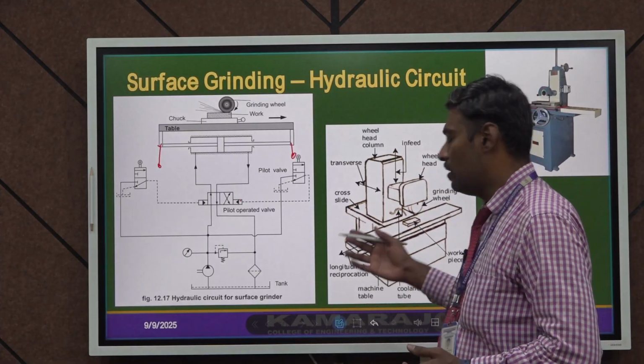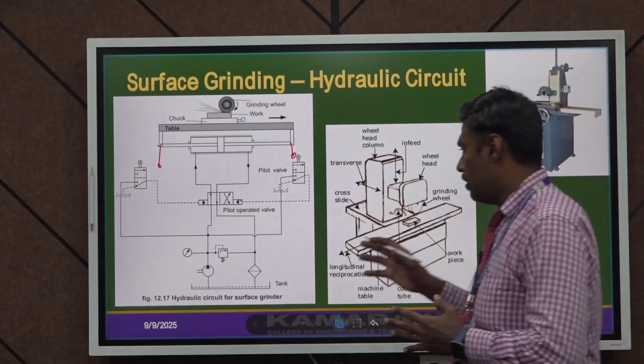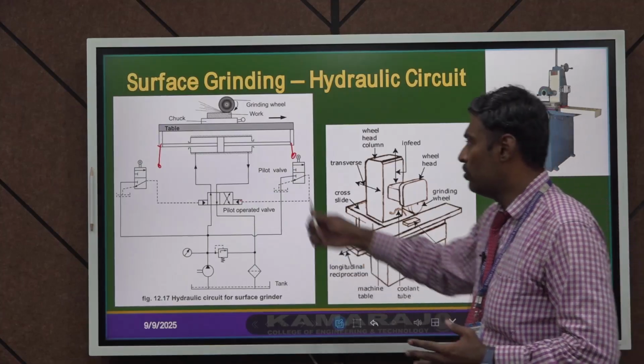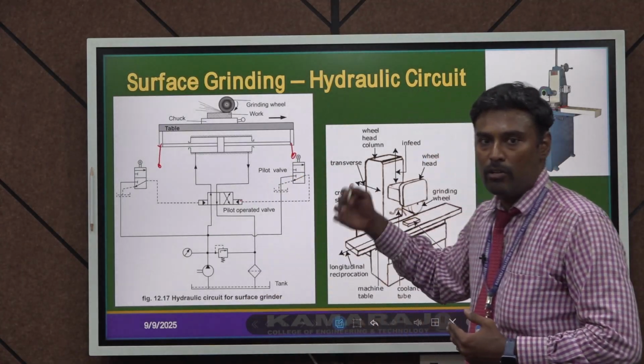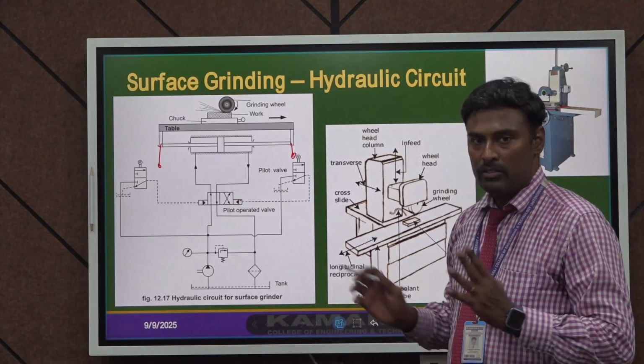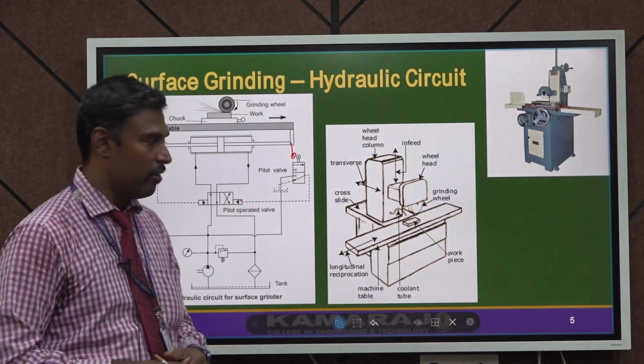Based on this automation, usually in surface grinding machines, operators stand here and give the feed manually, but due to this operation the feed is given automatically by using this application of hydraulically operated valves. That is the use of surface grinding machines associated with hydraulic oil.